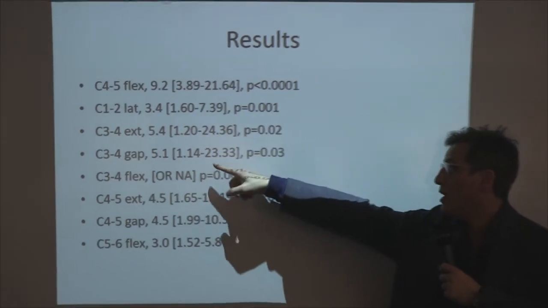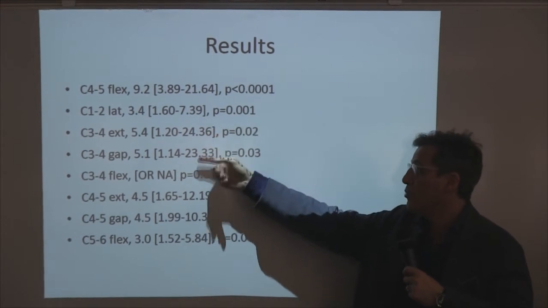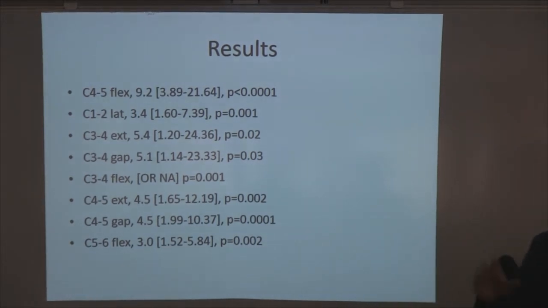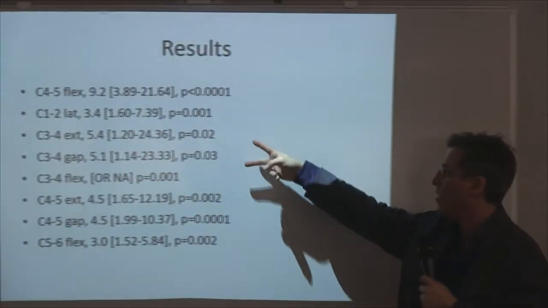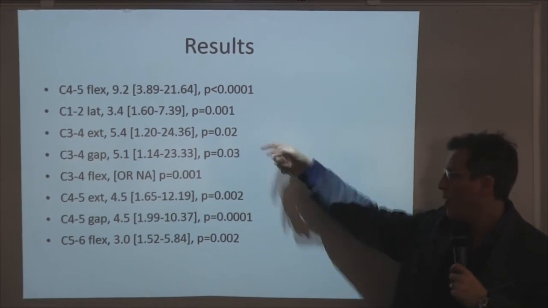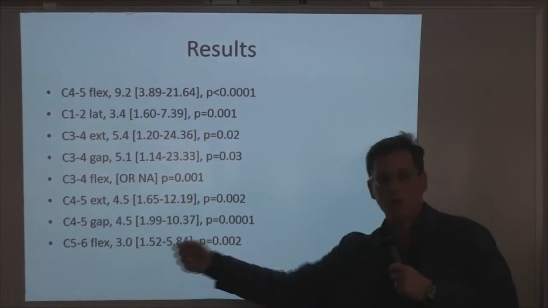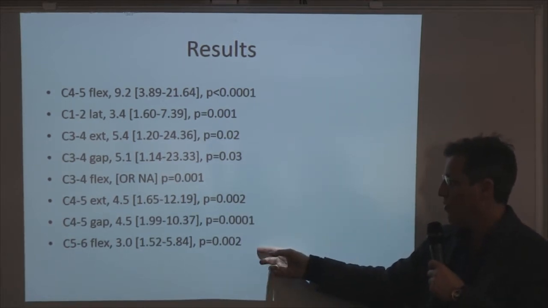What's interesting is that the odds that you're abnormal are highest at C4-5 for flexion, but then C3-4, both extension and gap, and gap as seen on the oblique films at the facets, when the head is tilted to the side and looked at from an oblique perspective. I thought that was very interesting because these are two areas where you almost never see any abnormality in a healthy person. Whereas C5-6 only had one abnormal finding, which gave an odds ratio of 3.